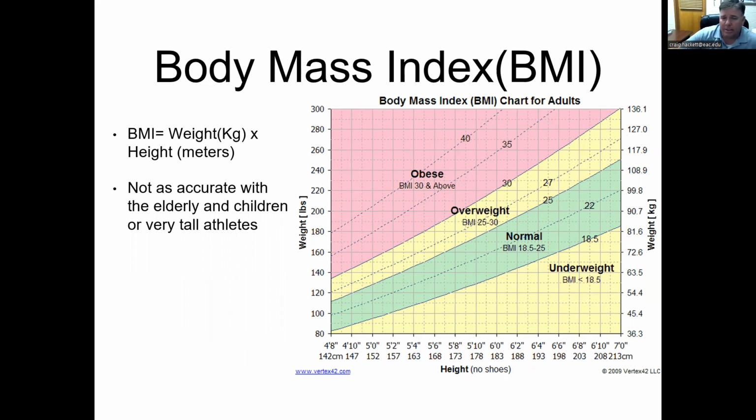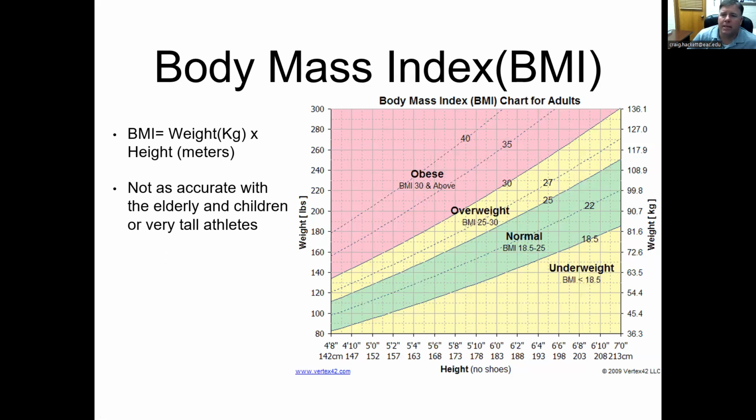Now, body mass index is not as accurate with elderly, with children, or for athletes. So if you tend to be really muscular or really tall and really muscular, and all those components add up, it may or may not be that accurate for you. For example, LeBron James, many of you are familiar with LeBron James, who's an NBA athlete, 6'8", about 230 pounds, is considered borderline overweight. And that's not true.